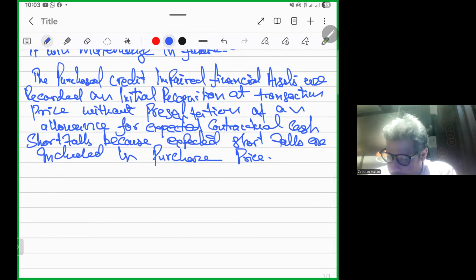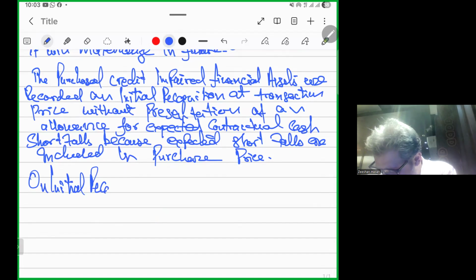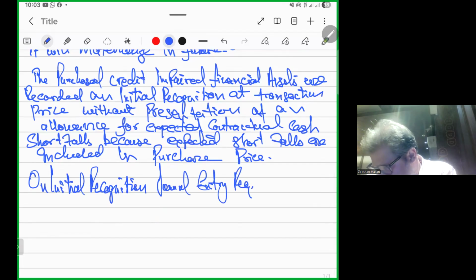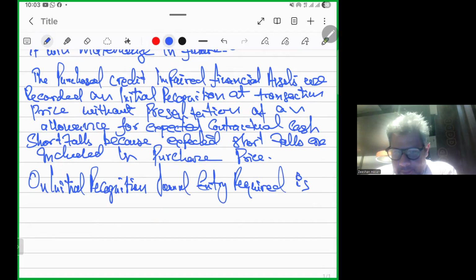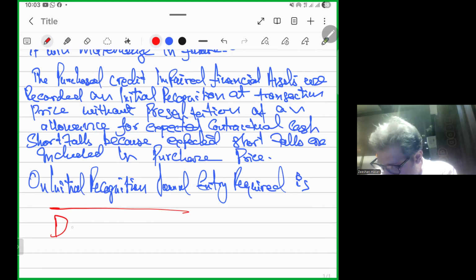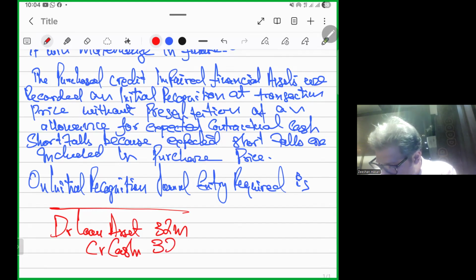So what we will do, on initial recognition, the journal entry required is: debit loan asset 32 million and credit cash 32 million.